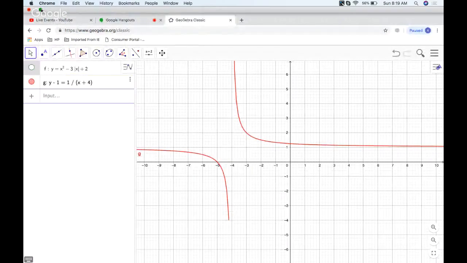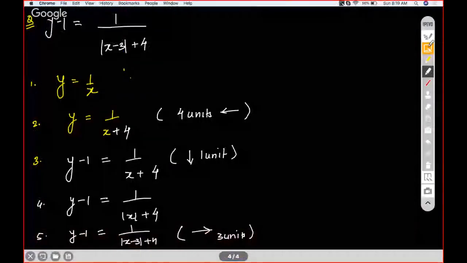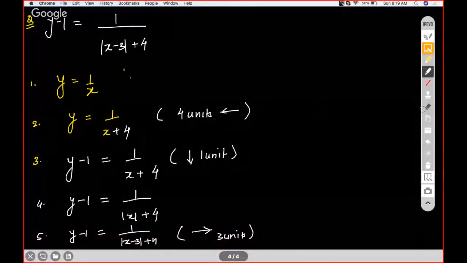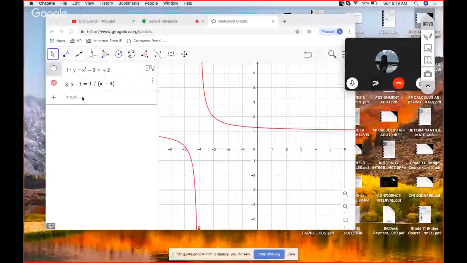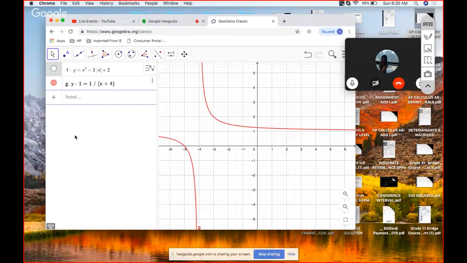So let me just make a correction over here. We wrote by mistake 1 unit down. So it will be 1 unit up, because you're changing y with y minus 1, right? Had you changed your y with y plus 1, it would have gone 1 unit down. This is 1 unit up.